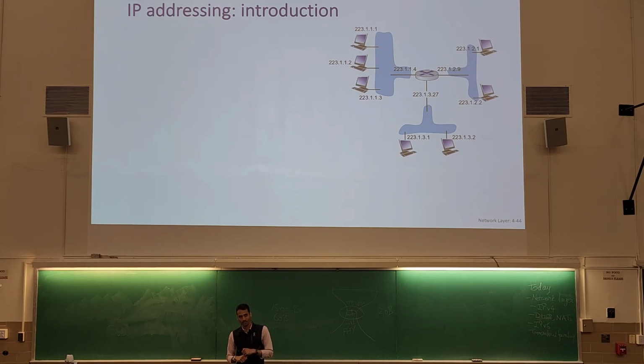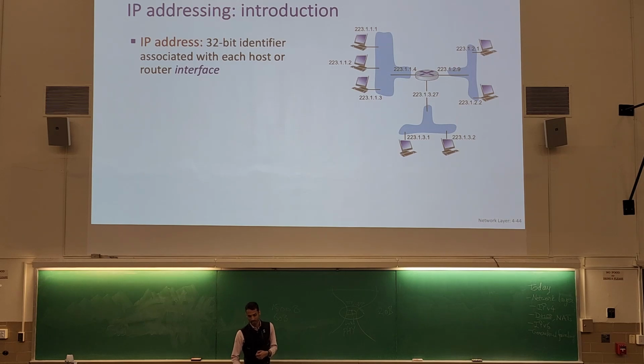And a bunch of hosts, each of which has an interface that has an IP address, and a router that also has a few interfaces. Each of those interfaces also has an IP address. So an IP address is a 32-bit identifier associated with a host or router interface. The way you need to read this, as I also told you back in chapter 1, is host or router (interface). So it's a host interface or a router interface.